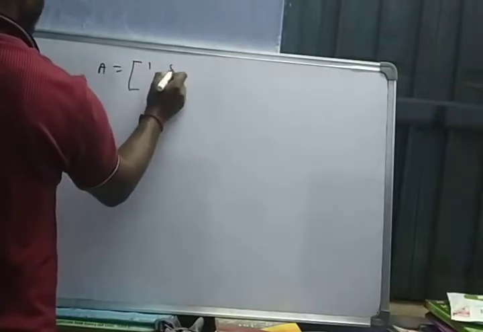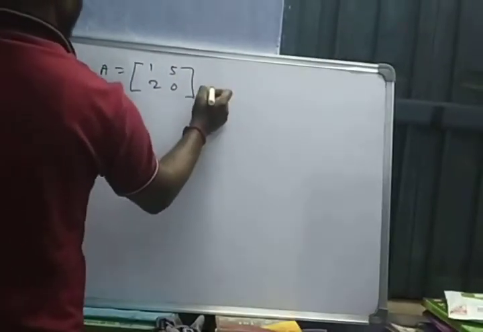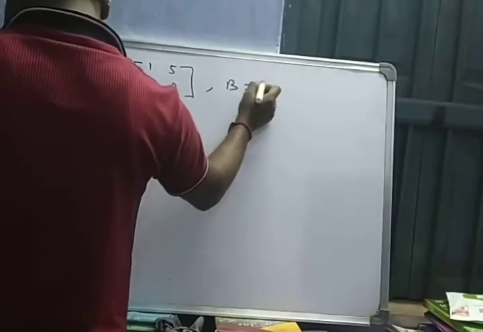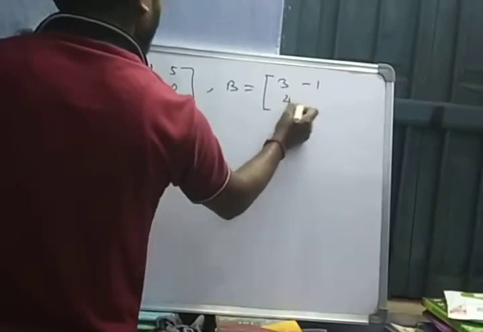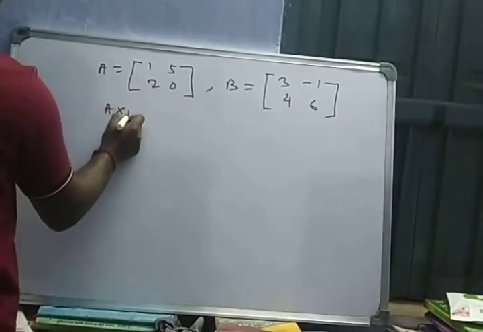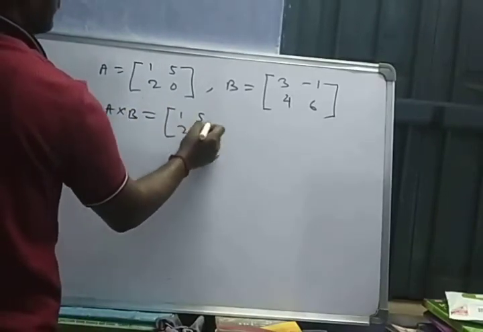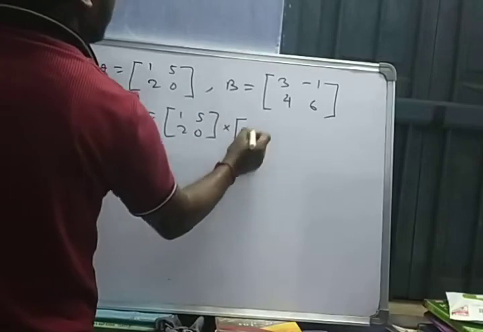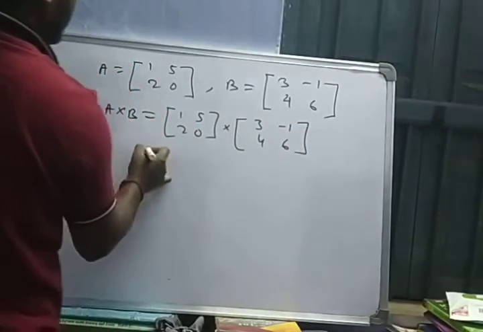Suppose I take A equals 1, 5, 2, 0 and another matrix B equals 3, minus 1, 4, 6. Now A cross B means A into B: 1, 5, 2, 0 into B, which is 3, minus 1, 4, 6.